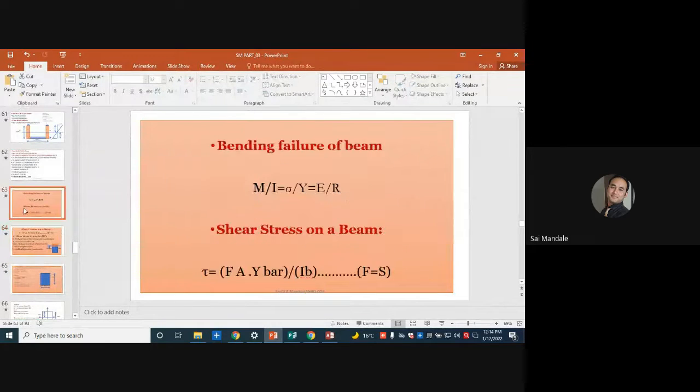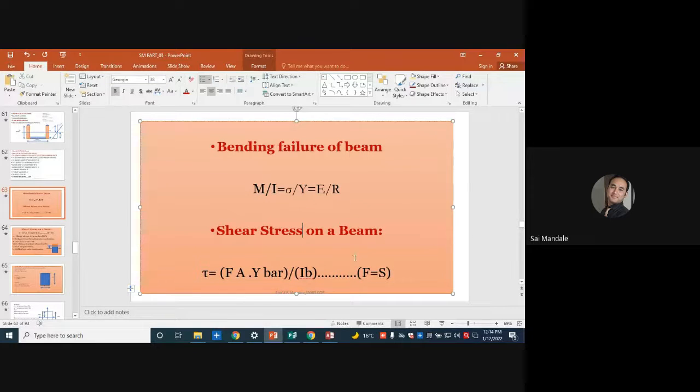Now we are moving towards the second topic: shear stresses on the beam. As for bending failure, we have the formula M by I is equal to sigma by y is equal to E by R. Similarly, the beam will not fail only because of bending; it will fail because of shearing too. So the formula for this is tau is equal to F A y bar upon I b.